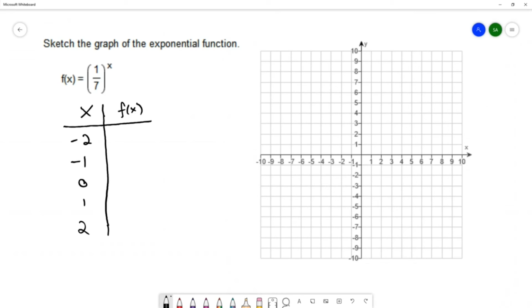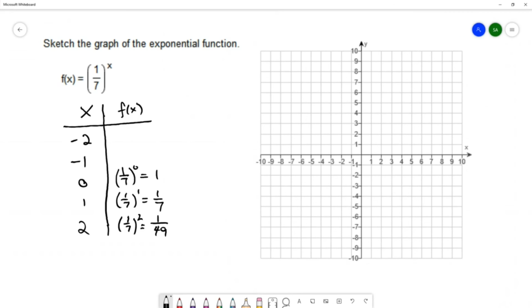I'm going to start with the values that are a little bit easier to work out. So we're going to do 1/7 to the first power, and any number raised to the first power is itself. So this is 1/7. And let's do 1/7 to the second power. That'll be 1/49. And then we're going to do 1/7 to the 0 power. 1/7 to the 0 power is 1. And any number to the 0 power is 1 except for 0. That value will be indeterminate or undefined.